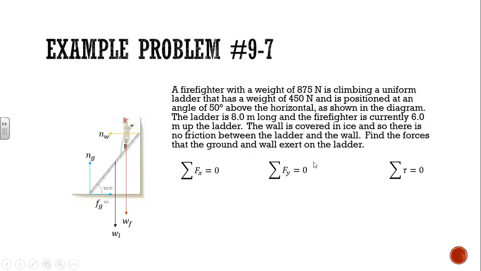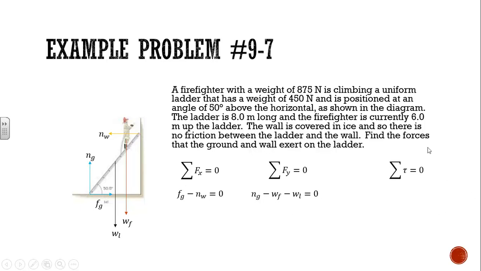I have three equations that I could use: sum of forces in the x equals 0, sum of forces in the y equals 0, and sum of torques equals 0. If I tried to do this without rotational equilibrium, I have Fg minus Nw equals 0, sum of forces in the x direction. Ng minus Wf minus Wl equals 0. So I could solve for Ng right now, but I have two unknowns here that I can't solve for. So I need to do sum of torques equals 0.